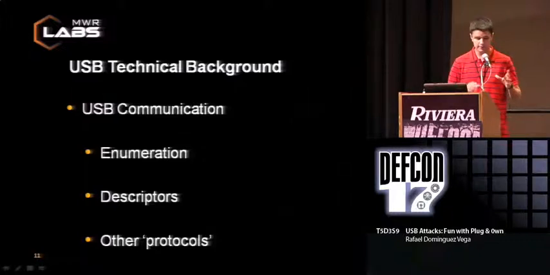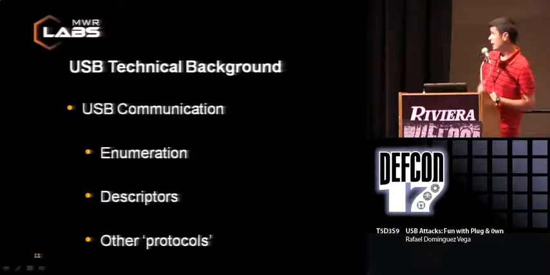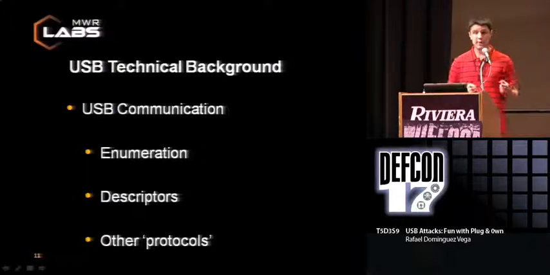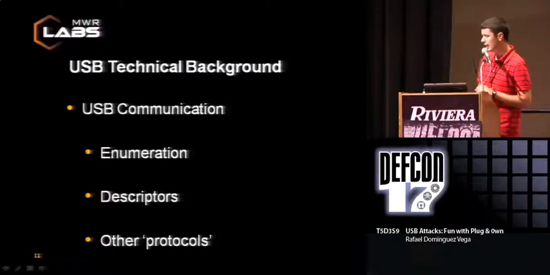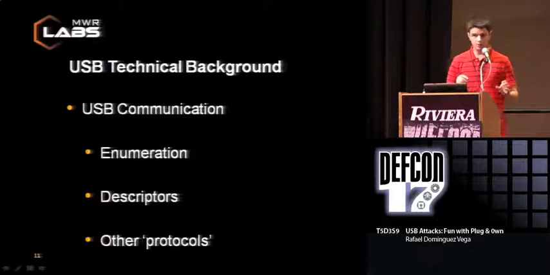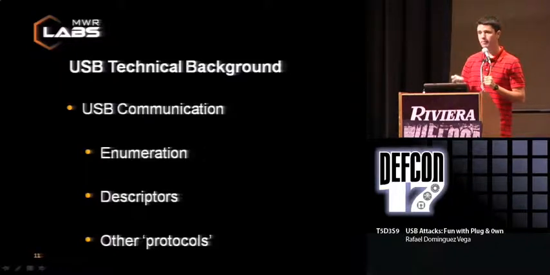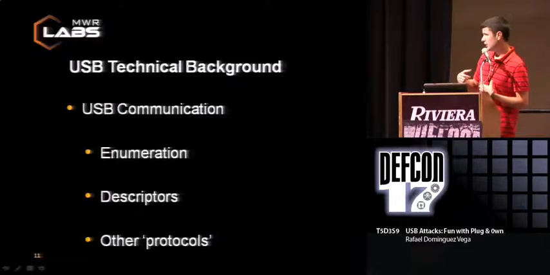So before we go any further, let's have a little bit of technical background about the USB communication between the host computer and the USB device. The enumeration is the phase of communication between the host PC and the USB device, and is where the PC actually learns information about the device itself, about its identity. The descriptors are data structures that the USB device sends to the host in the enumeration phase, and provide information about the configuration of the device, the manufacturer type, and its properties.